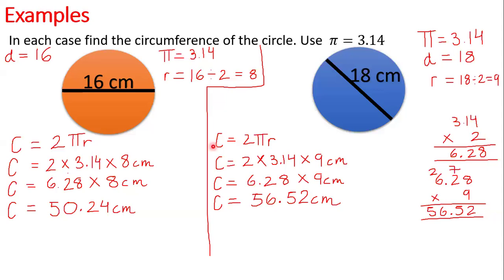Okay, so the formula is 2 times pi times r. But first, in order to complete this equation, we have to find the radius because we're only given the diameter. To find the radius, you have to divide the diameter by 2. So when you divide 18 by 2, it will give you 9, which is our radius.